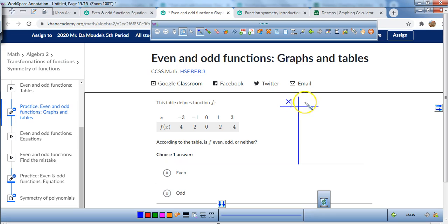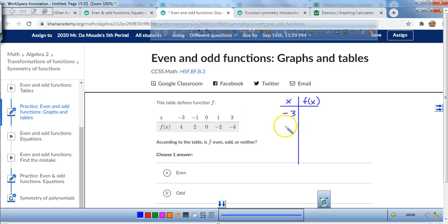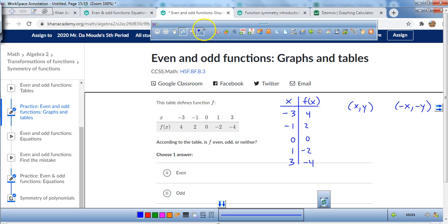So we have an x, and we have f of x, and I have a -3, -1, 0, 1, and a 3, and then I have a 4, I have a 2, I have a 0, I have a -2, I have a -4. And here's what it looks like. It looks like if I have an x value and a y value, then I have a negative x value and a negative y value.